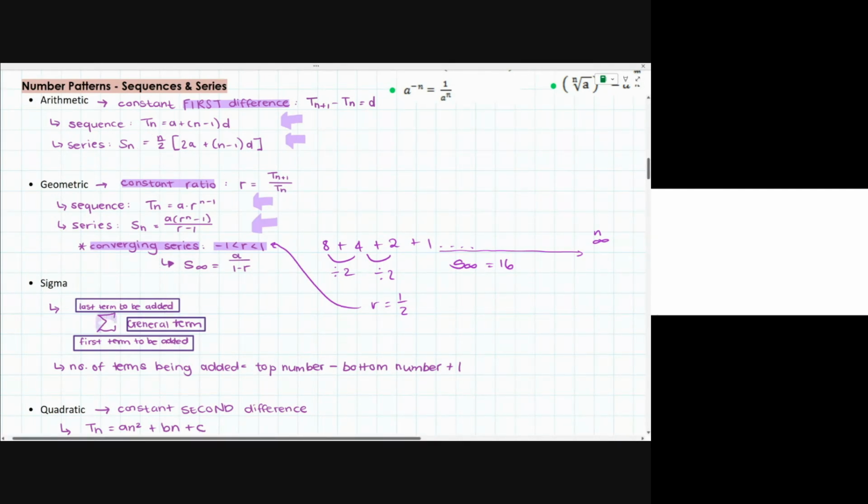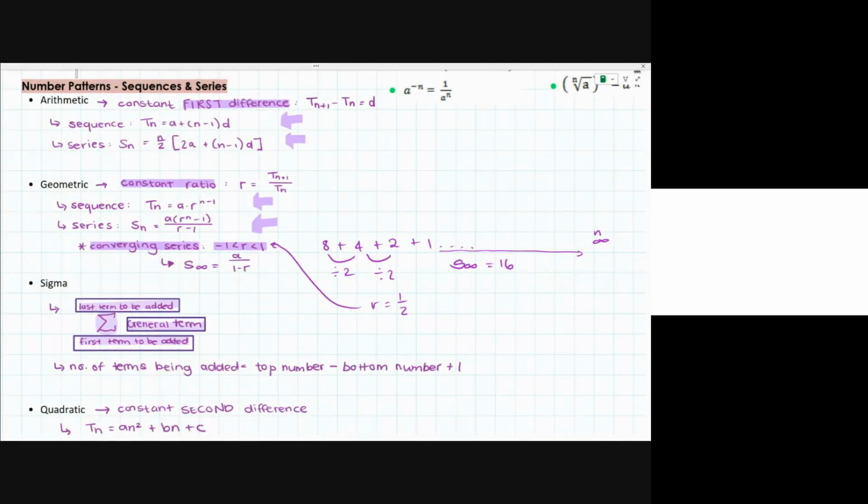All right, so this Σ symbol over here is sigma. That means sum of. And the thing with sigma is you need to be able to read it. So the number at the top is the last term that we add in the sequence. The number at the bottom is the first term that we add. And then whatever's next to sigma is your general term.